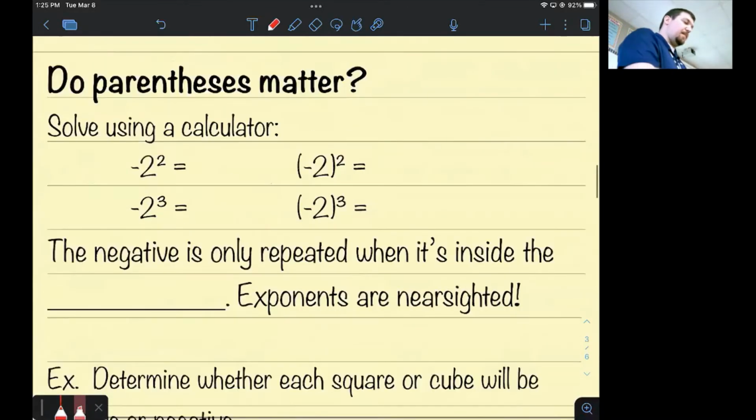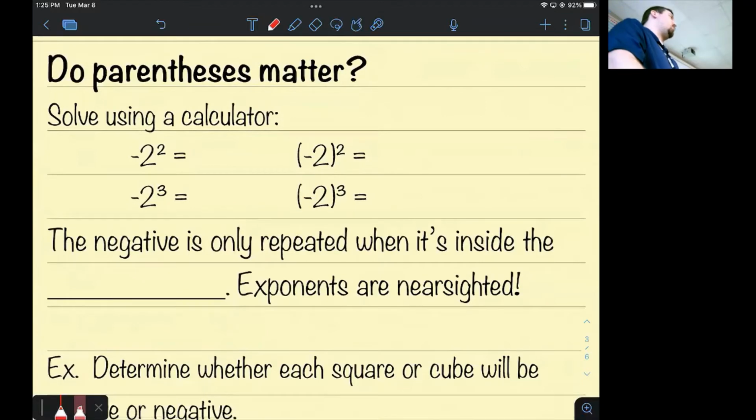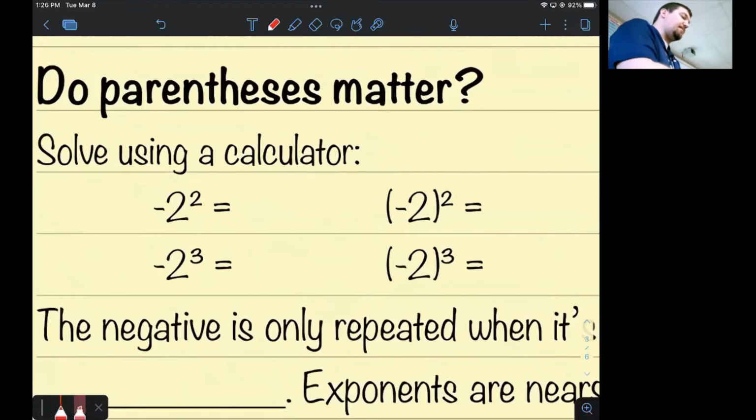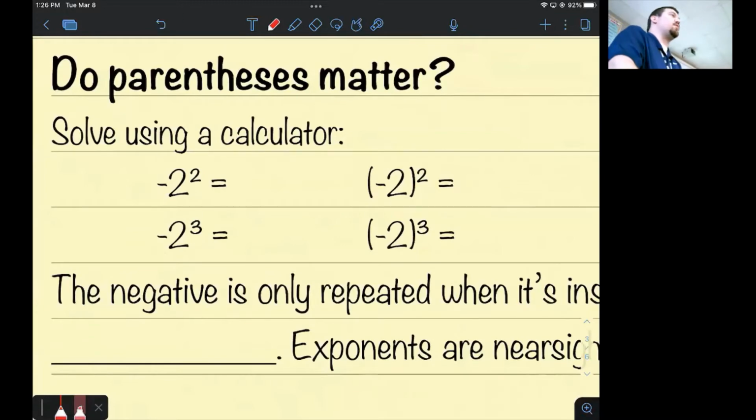All right. Now, this might be the most important thing I teach you, possibly from this entire chapter, and I'm including Pythagorean theorem. This is the one mistake I see made more than any other. Do parentheses matter? Well, let's find out. In your calculator, I want you to type in negative 2 squared. Everybody try it.